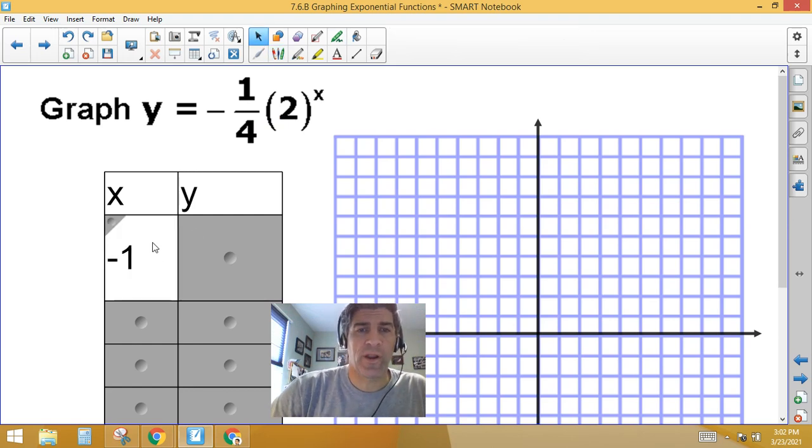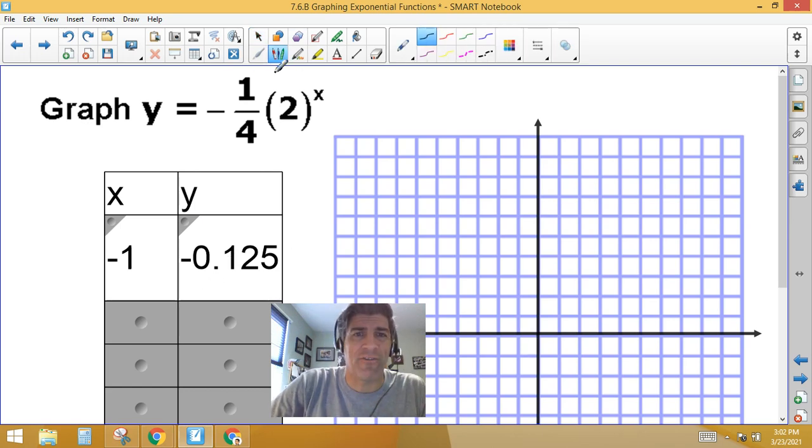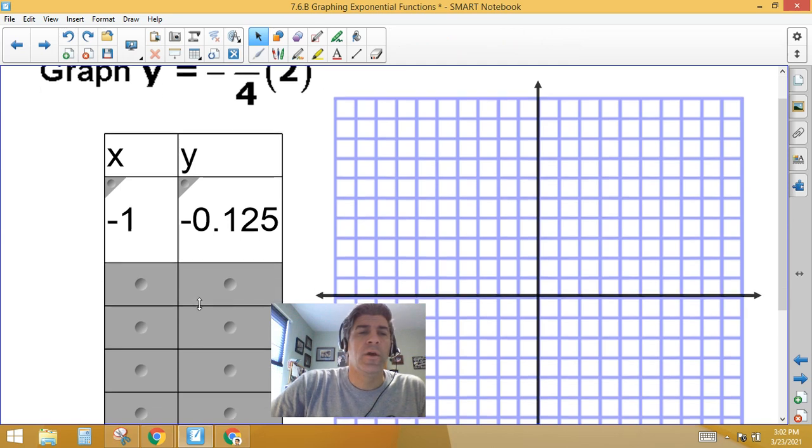I'm going to go through a little quicker here. I did all the math. When I plug -1 in there, I get -1/8, which is -0.125. That's almost nearly impossible to graph. I can't even, no, I'm not graphing that point. All right, let's go to the next one.